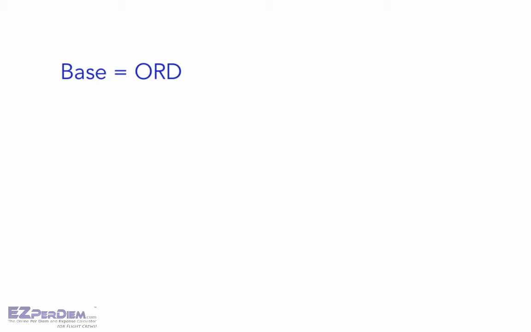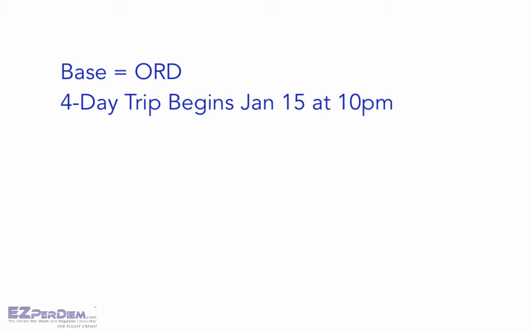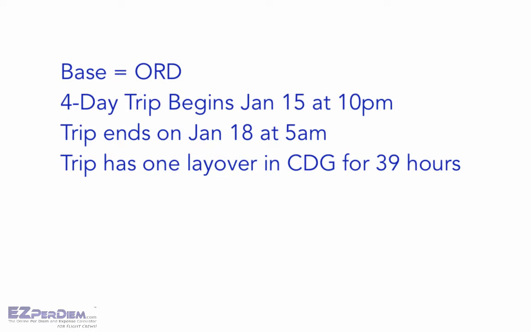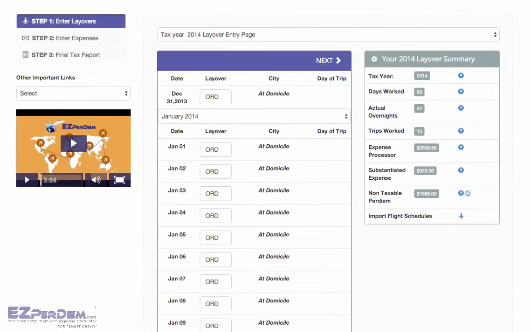Assume you are Chicago-based and have a 4-day trip that begins on January 15th. Assume the trip begins at 10 p.m. on day 1. Also assume the trip finishes at 5 a.m. on day 4. You fly to Paris, France, where you remain for 39 hours before starting the trip back home to Chicago. You finish in Chicago at 5 a.m. on January 18th. Entering this trip is actually very simple if you ignore the unneeded details which make it appear complicated.